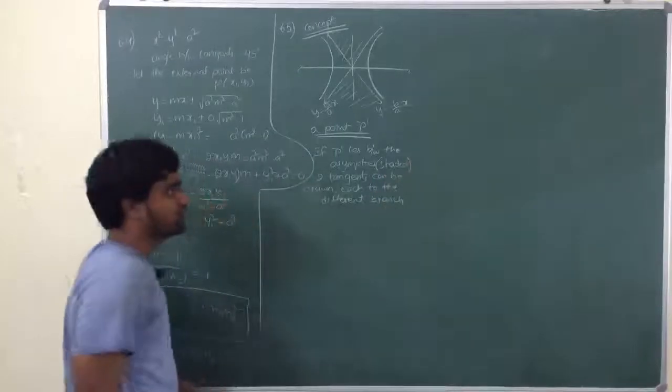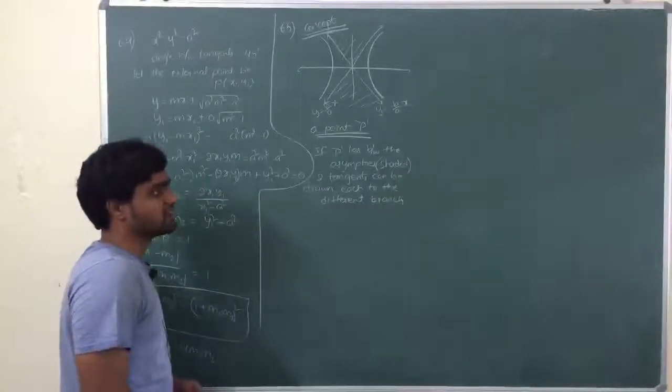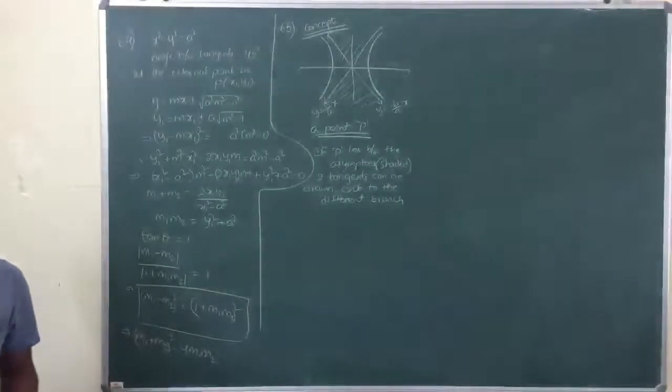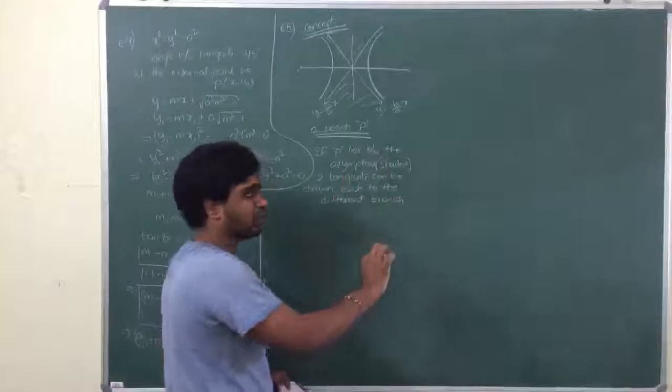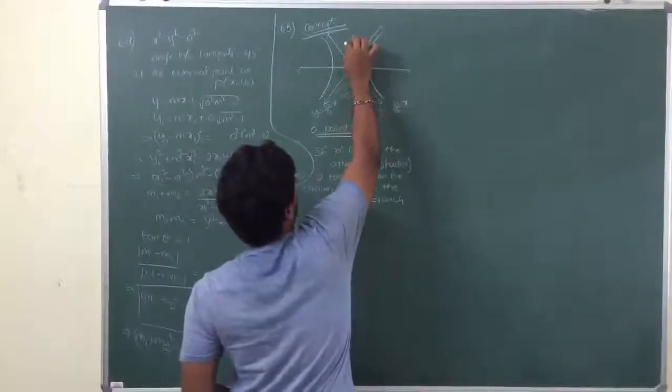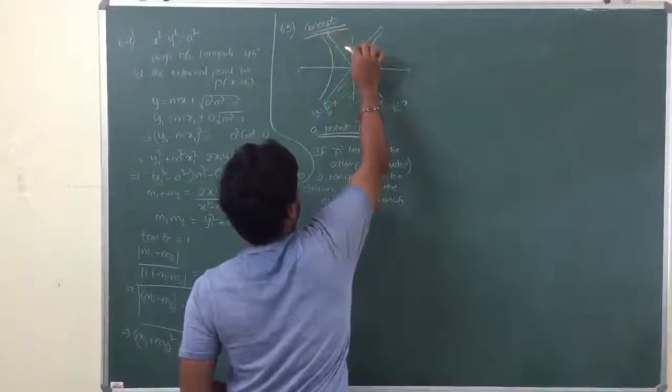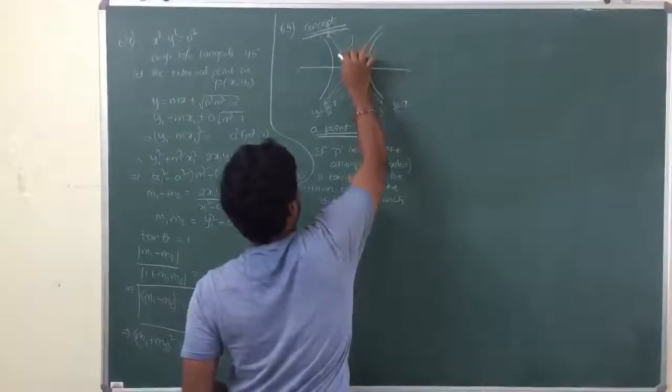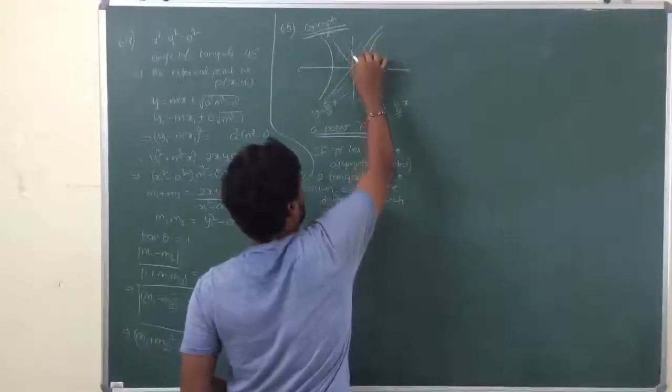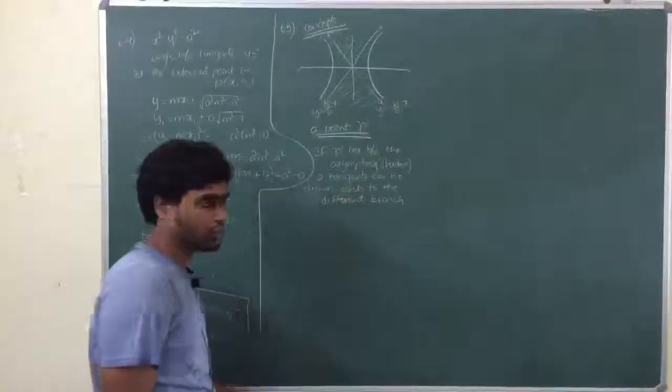Two tangents, each to a different branch. And if the point lies here, then one tangent can be drawn to this branch and another tangent can be drawn to this branch.